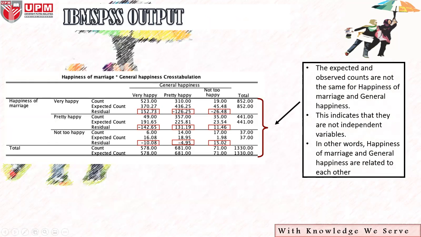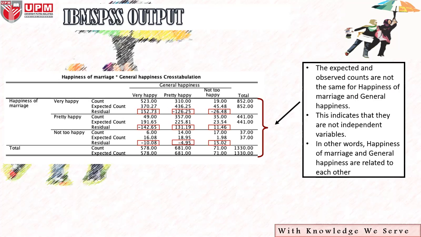Okay, go to our output, then refer to the residual row. Based on the residual, it indicates that the variables are not independent because there are differences between the expected count and the actual count. Count is referring to the observed value, expected is referring to the expected value, and residual is referring to the difference between count and expected. If there are differences between the two values, it means the variables are not independent.